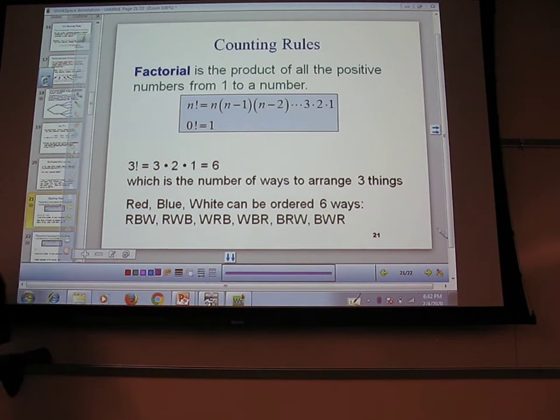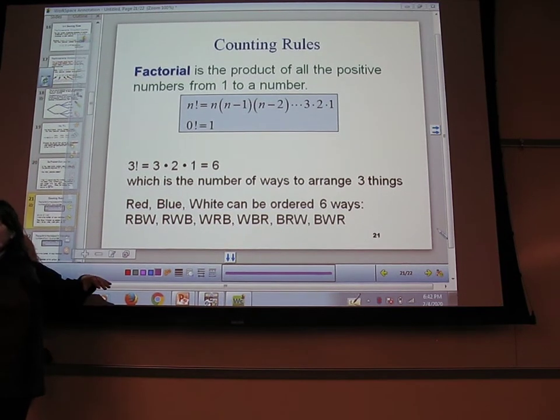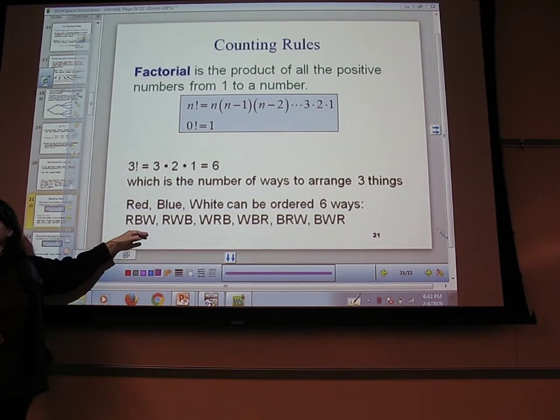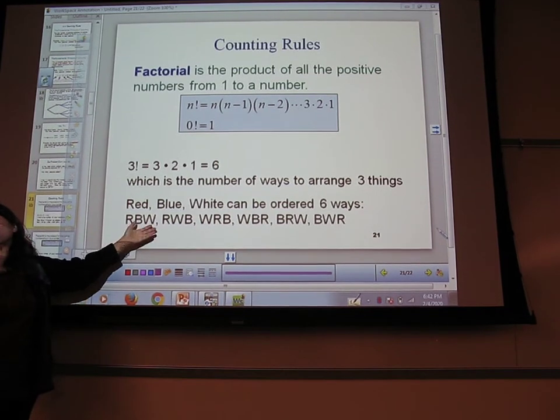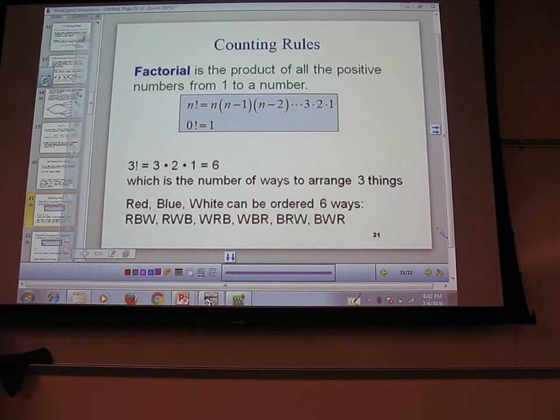Because if I have red, white, and blue, how many options for the first position? 3. Once I pick one of those in the first spot, how many options do I have left for the second spot? 2. And then for the last one, there's just that one left. 3, 2, 1. So this is the number of ways of arranging 3 items.